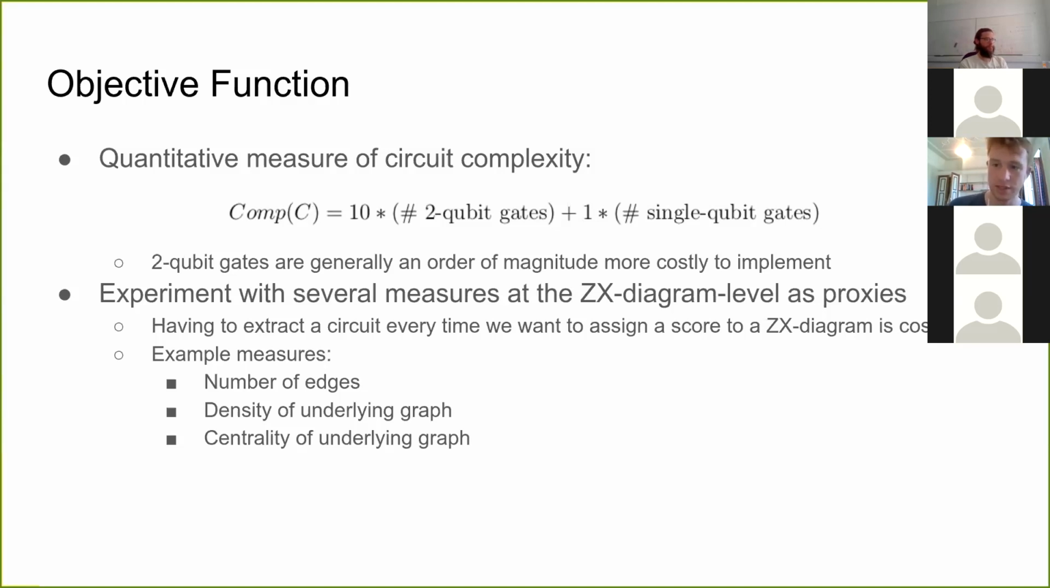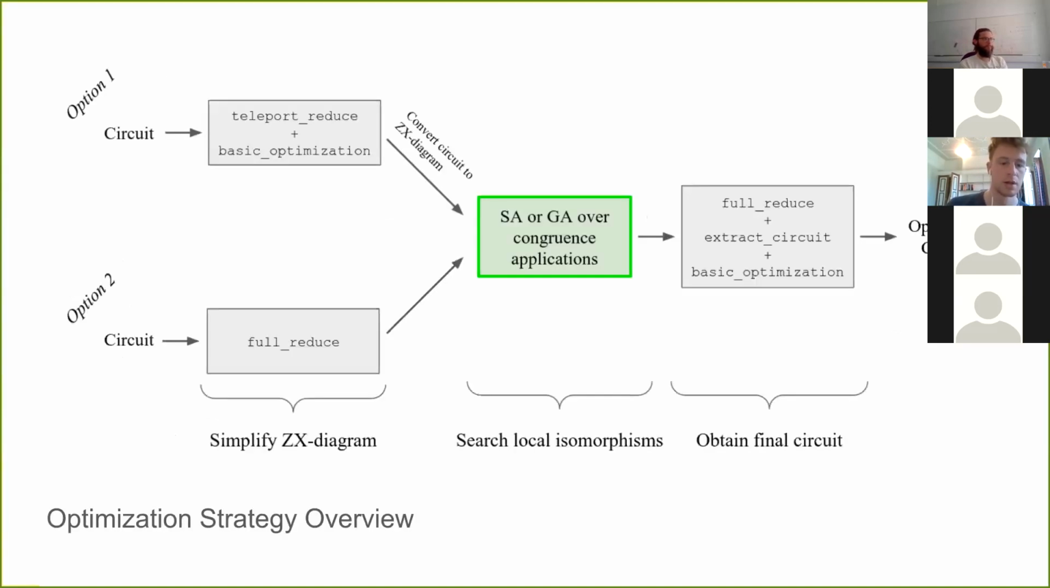So we're also interested to see if there are other measures of a diagram that can serve as proxies for the complexity of the circuit. And examples of such are the number of edges, the density of the graph, the centrality of the graph. So we experiment with these things as well. Okay, so given this set of congruences, these search procedures, and this objective function, this is a big overview of our strategy in general.